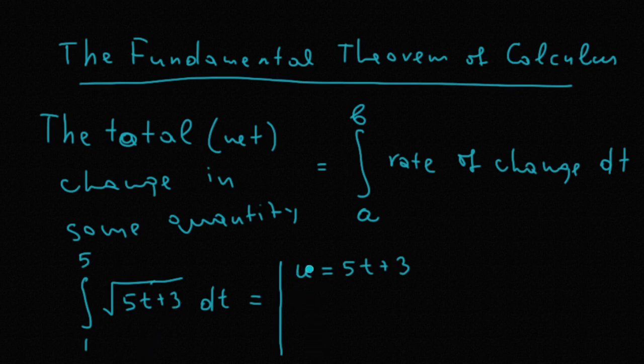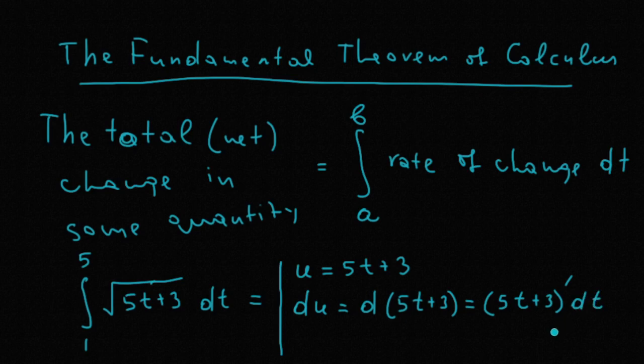In order to complete this substitution, we need to express dt in terms of u. To do this, we calculate the differential of our new variable u. Since u is 5t plus 3, the differential of u is equal to the differential of 5t plus 3. Let's remember what the differential of a function is. By definition, it's the derivative of that function multiplied by the differential of the variable on which that function depends, so dt in this case.